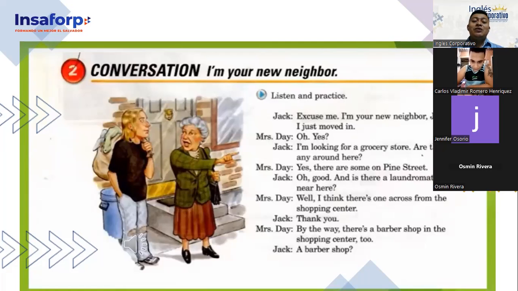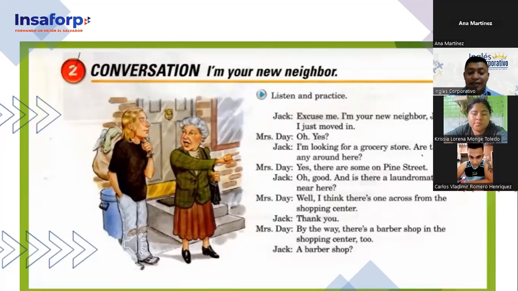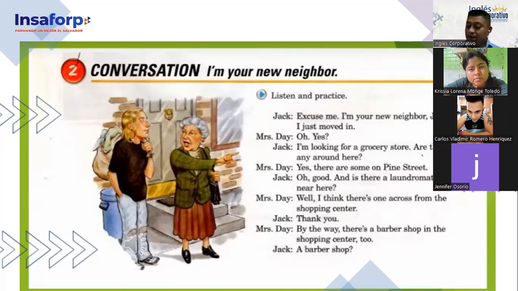Okay, so two volunteers in this part to practice in a small conversation. Volunteer. Me teacher, Cristian Monge. Thank you, Cristian. Any other volunteer? Me teacher. Thank you, Carlos. So I have Cristian and Carlos. Carlos, you are Jack. So you are Mrs. Day, Cristian. Let's start. Excuse me, I'm your new neighbor, Jack, I just moved in.